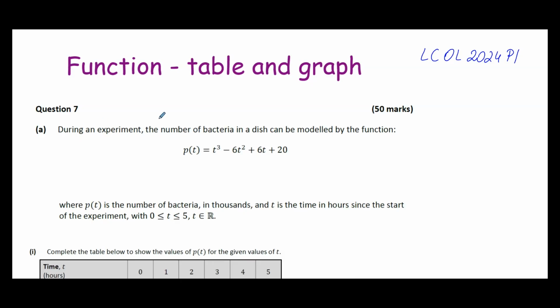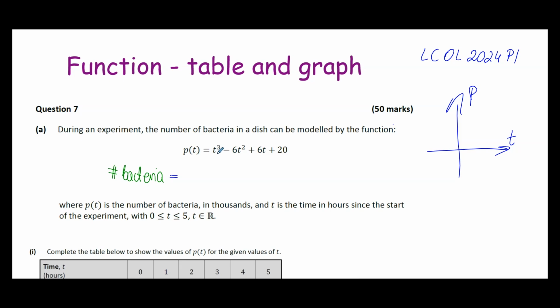During an experiment, the number of bacteria in the dish can be modeled by the function. I'm always saying it's good to understand, in the context of the particular question, what is my value of x and y. Now here we know it's not x and y, x is t and y is p. But what do they mean in the context of this question, where p(t) is the number of bacteria? So that means that number here represents the number of bacteria.